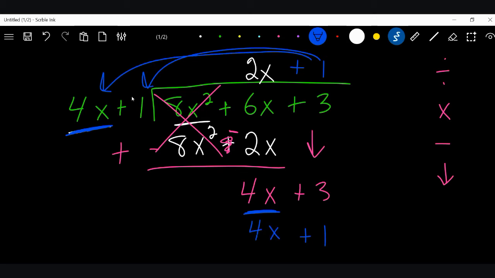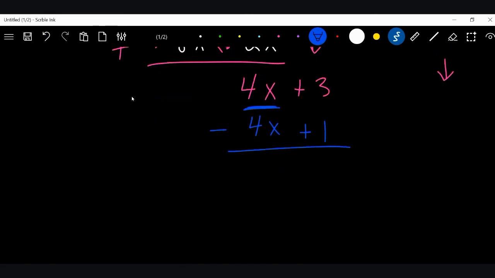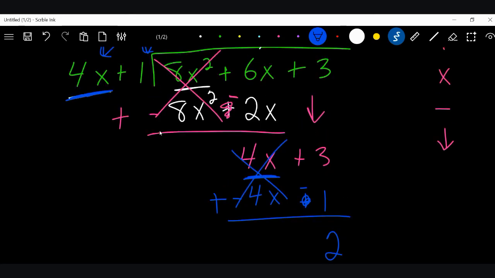And now the next step over here is to subtract. And so I'm going to subtract these. Remember, I changed the signs and I add. Well, what do I get here? 3 minus 1 gives me 2. 4x minus 4x cancels. Remember, I said that one's going to cancel every time. So I am left over with 2.